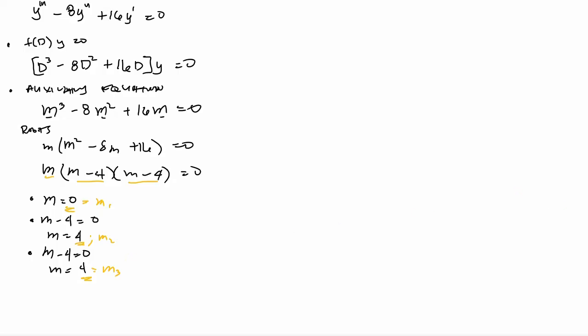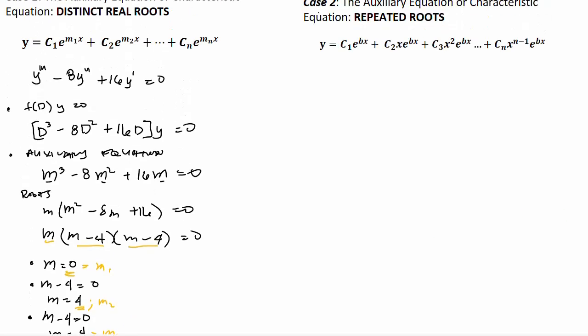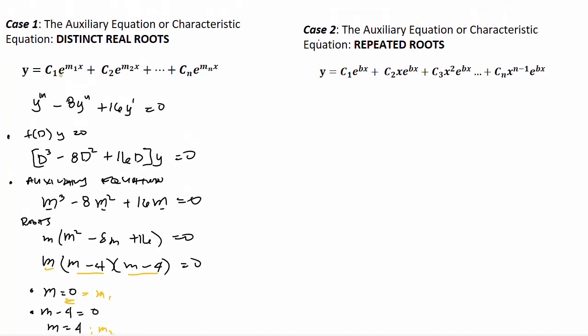So we have this distinct root, and we have these 4 as repeated roots. If you have a combination of case 1 and case 2, then we can still use these general equations. So once again, recall our roots are m1 is equal to 0, m2 is equal to m3 is equal to 4.